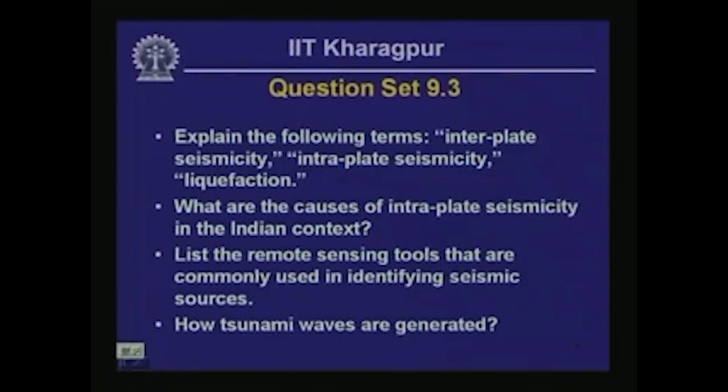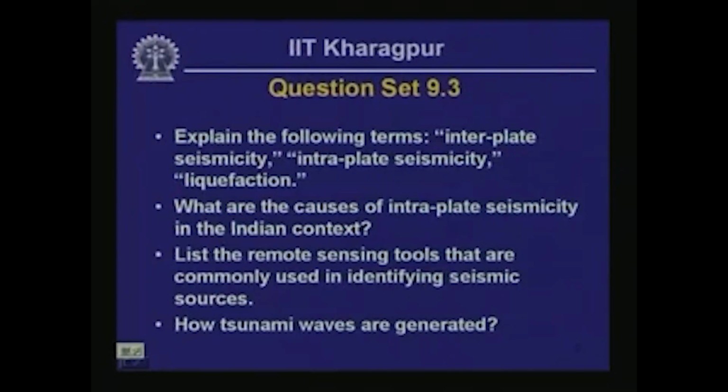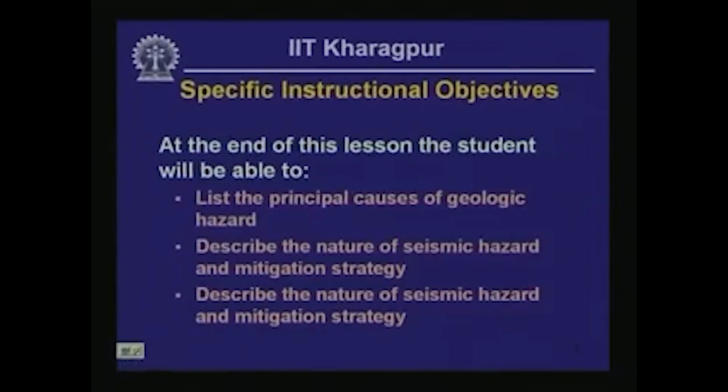The fourth question that I asked was how tsunami waves are generated. Tsunami waves can be generated by any disturbance on the seafloor, and that disturbance could be because of a fault break near the seafloor, or because of an underground landslide or slope failure, or even if there is a volcanic eruption at the seafloor, that also can trigger a tsunami. So these are the causes of tsunami, and that takes care of the question set. And now we move on with today's subject matter.